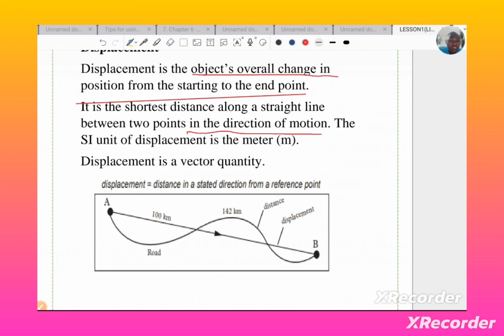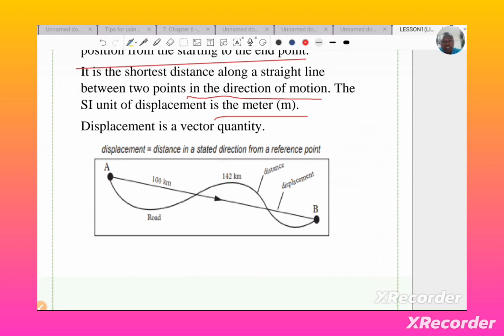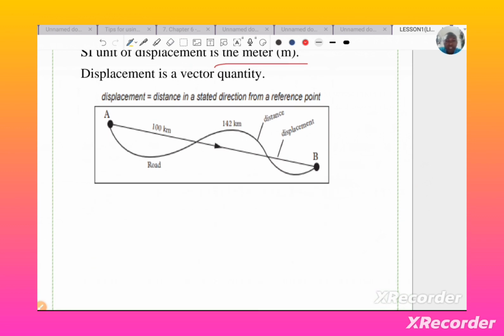That's why distance and displacement are not the same. The SI units are the same, but there is a slight difference, because for distance we don't consider the direction, but for displacement direction is very important. Here there is a diagram which is showing you the difference between the distance and the displacement.